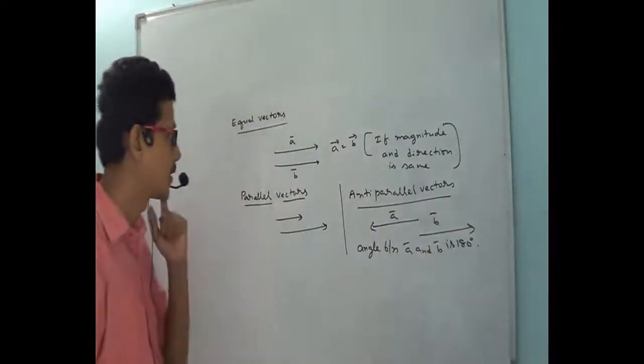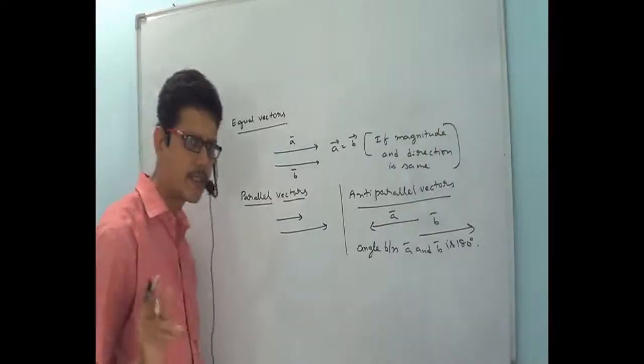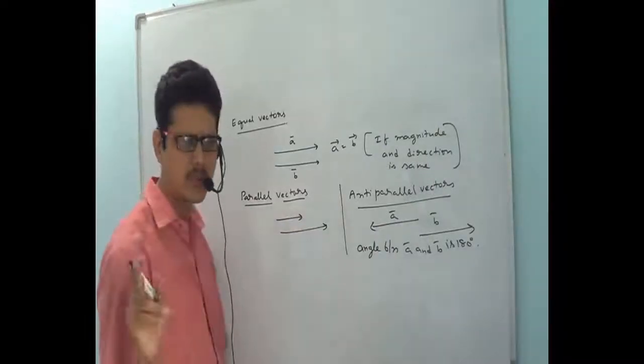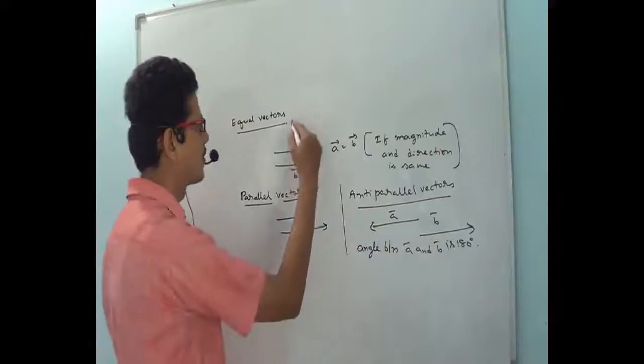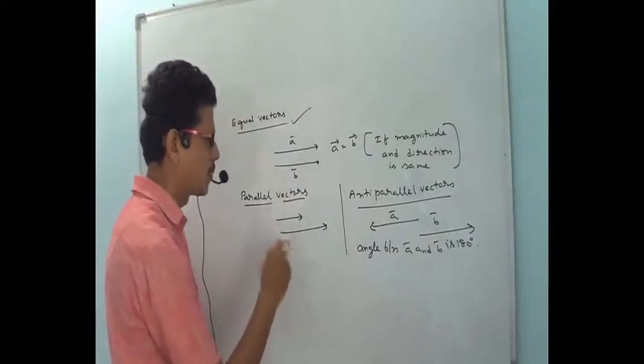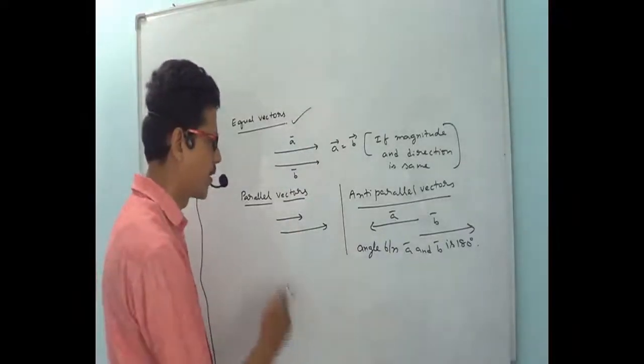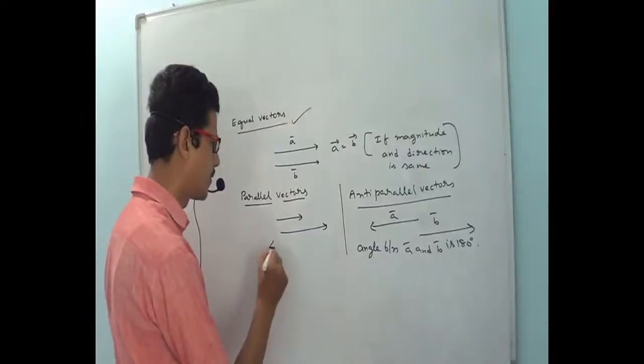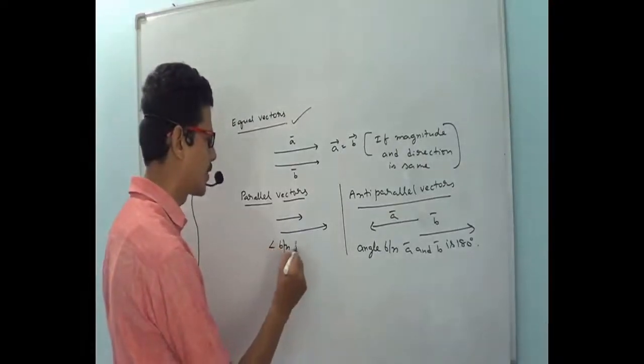Note down this. We are discussing the kinds of vectors. Yesterday we discussed unit vector, null vector, and what is this? Equal vectors. Next, parallel vectors. So what is the angle? The angle between both the vectors is 0 degrees.